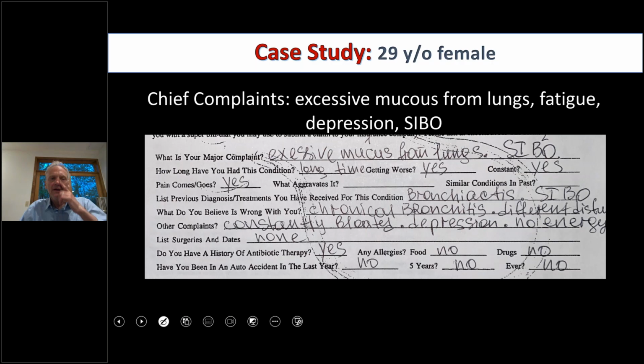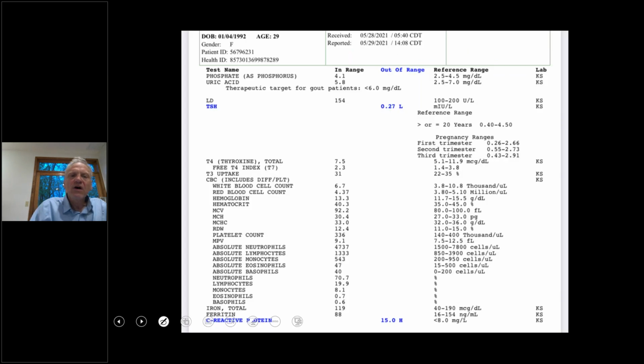All right, so here's a chief complaint: excessive mucus from the lungs, fatigue, depression, SIBO, right? So let's just look at it. She's not on any thyroid medication. Look at that TSH. That fits a pattern, right?